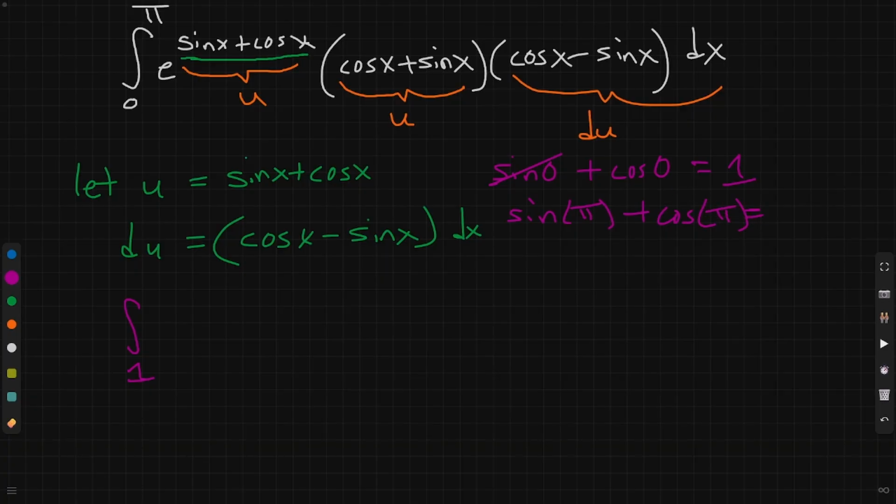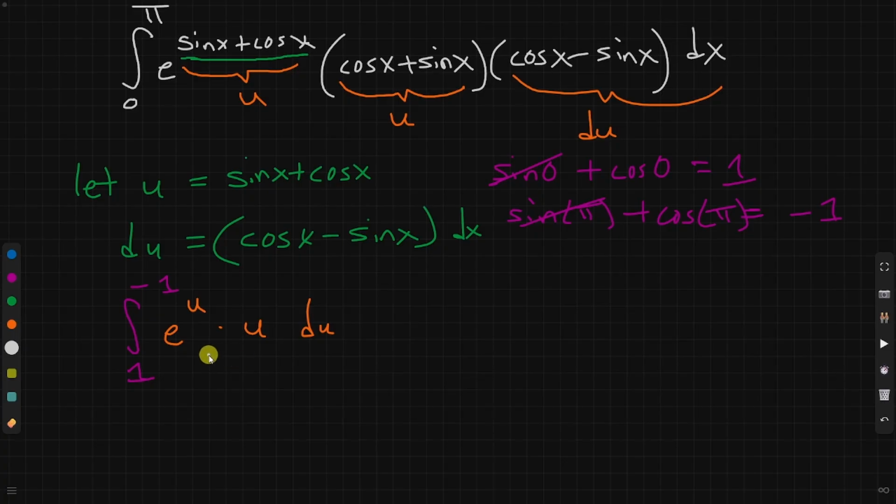And sine of pi is equal to 0, so it's irrelevant. Cosine of pi is equal to -1. So we have a -1 right here. And let's just rewrite this out. So we have e to the u now times this u and then du. And now this is a simple integration by parts problem.